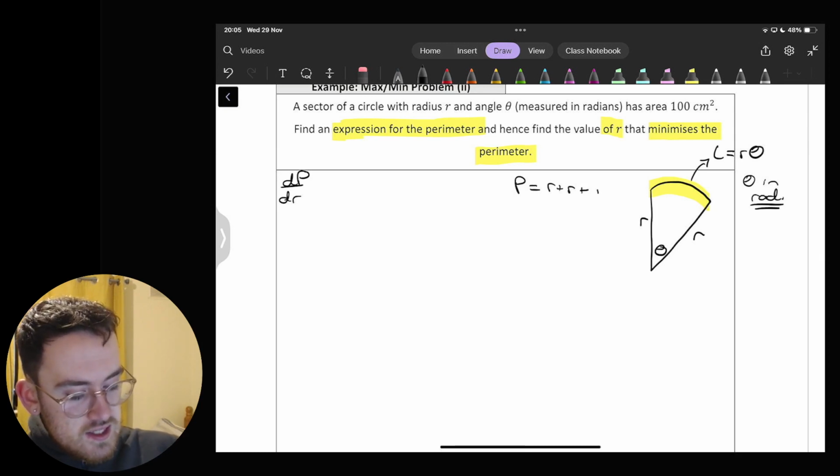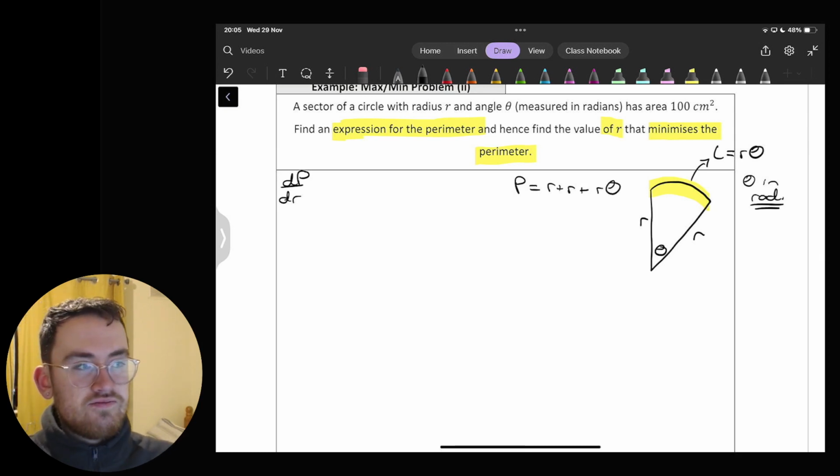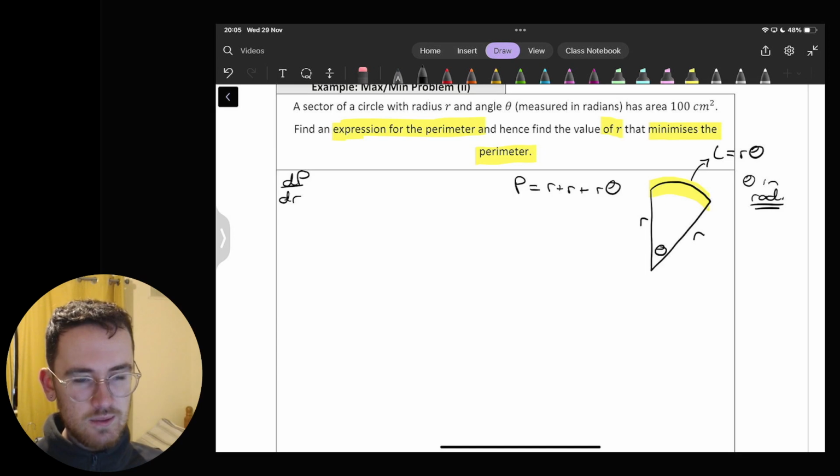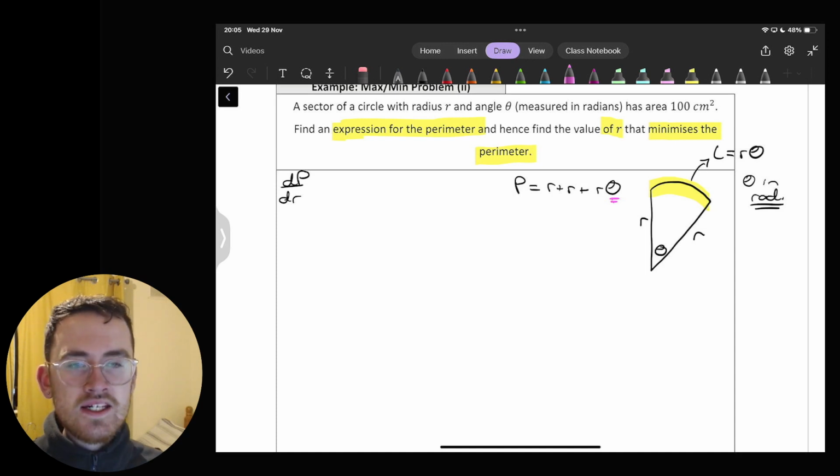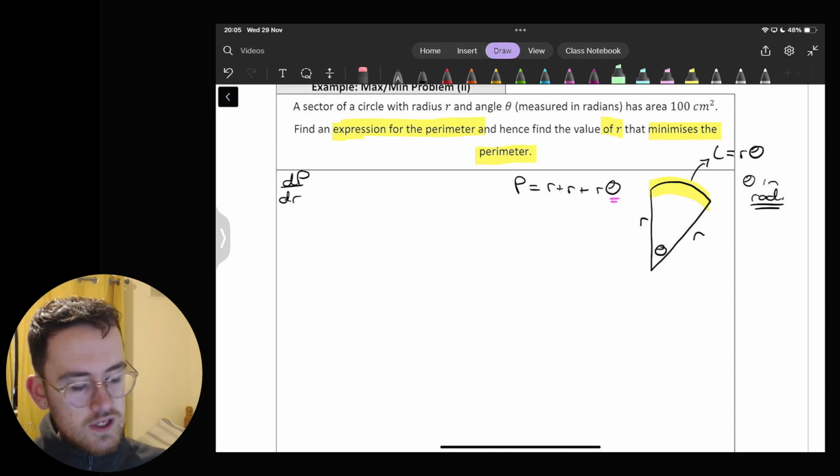So at the minute, that's what I have. The length of my arc, r plus r theta. Now my perimeter there looking fine, I suppose, but I don't want theta. Theta is kind of the problem part here. So I need to look back at my question, see what other information I have.